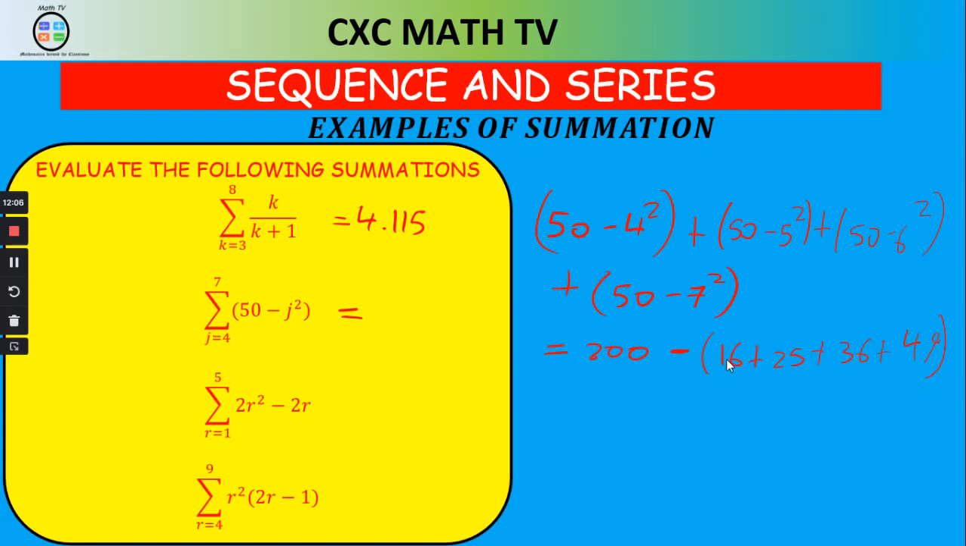So you add these. Let me add these first. 49 and 41, you know that is 90. 90 and 36 is 126. I subtract, that is 74. This is 74. Next one now, number 3.